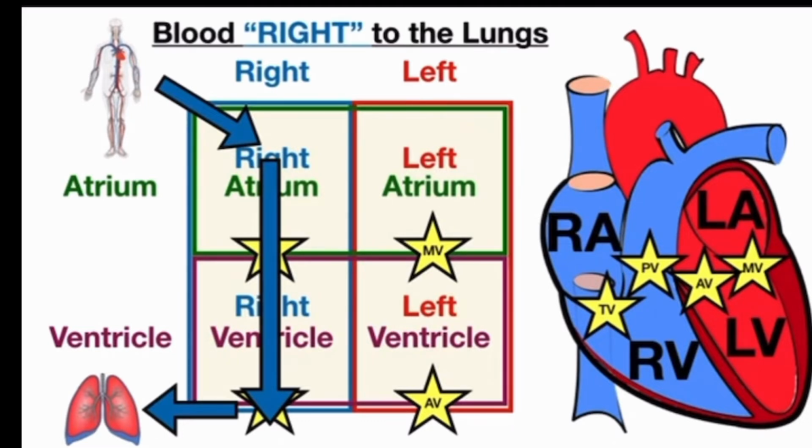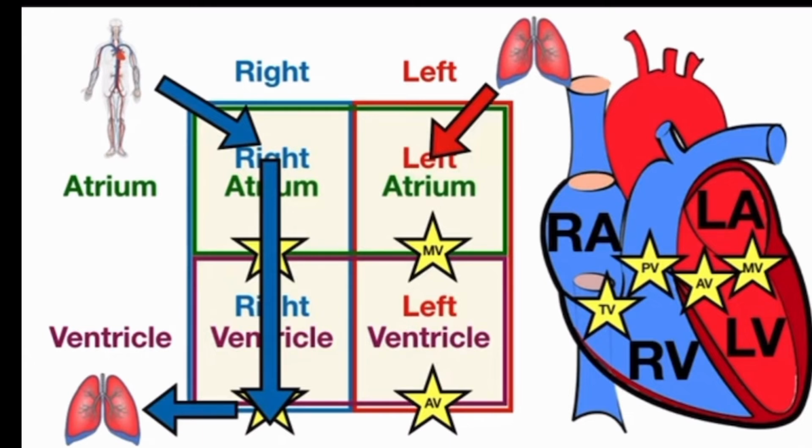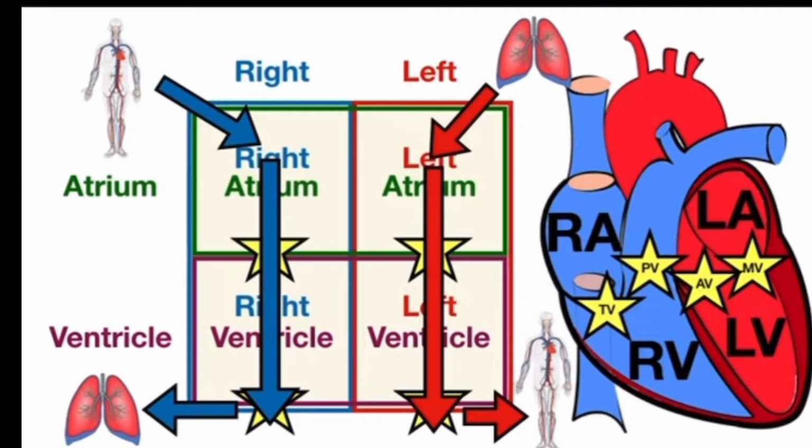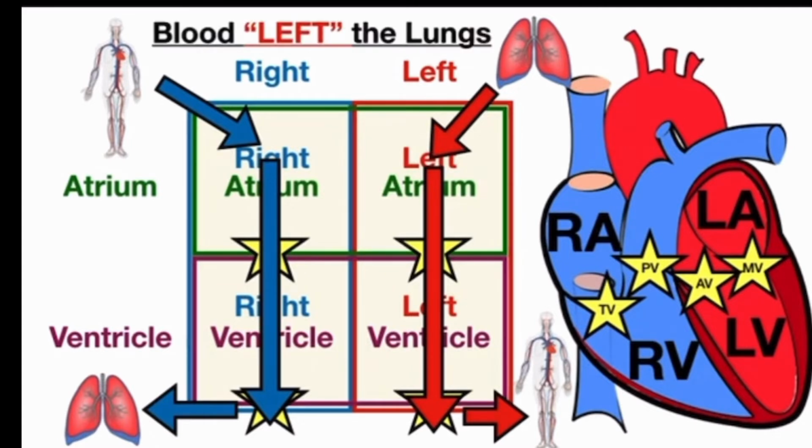The oxygenated blood then travels from the lungs and enters the left side of the heart, specifically the left atrium. Blood will then travel from the left atrium through the mitral valve and enter the left ventricle. The blood will then exit the left ventricle through the aortic valve to be delivered to the rest of the body. So the main goal of the left side of the heart is to deliver oxygenated blood to the rest of the body. An easy way to remember the function of the left side of the heart is that it delivers blood that has left the lungs.